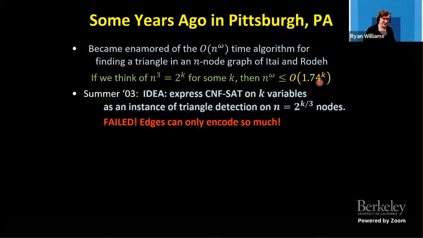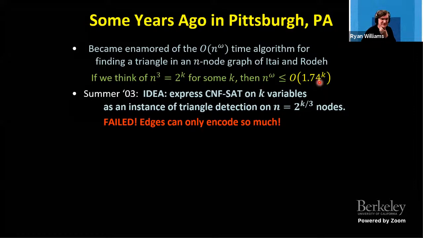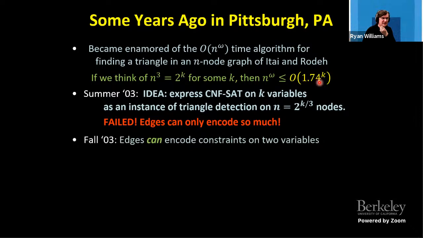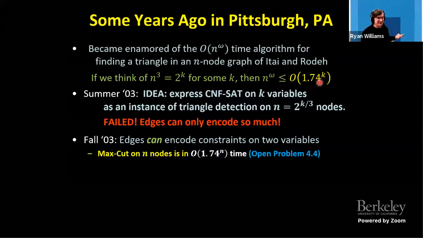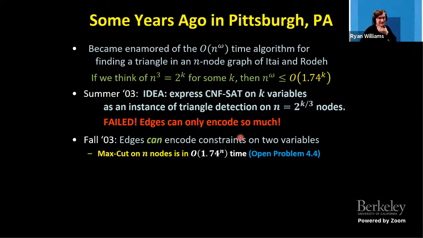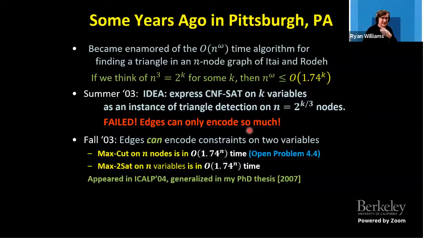Edges can only encode so much. I was trying to push all kinds of information onto edges, trying to encode various conditions of the CNF. It just seems that edges can only encode so much. But I noticed later that edges can encode constraints on 2 variables. So if I'm looking at, instead of a full CNF, clauses on 2 variables, I can encode these constraints with edges. We already know that 2SAT is solvable in polynomial time. But in fact, we can do a bit more. We can solve any sort of optimization problem on 2-variable constraints faster. So this turns out to show that max cut can be solved slightly faster than 2 to the n, solving Gerhardt's open problem. And max 2SAT can be solved, and a bunch of other optimization problems. If you want to solve them exactly, you can actually beat exhaustive search. Okay, so this eventually appeared in my PhD thesis, and in ICALP 2004.